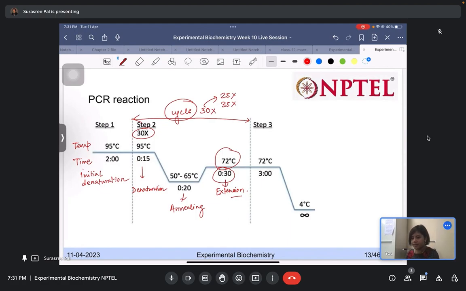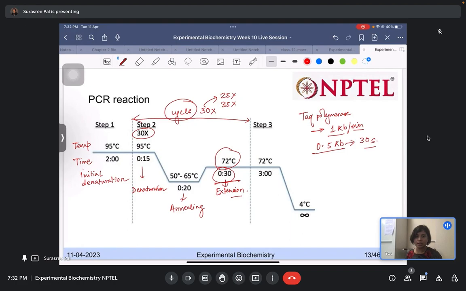So extension rate, for example, one particular Taq polymerase has an extension rate of 1 kb per minute. 1 kb per minute means that in 1 minute it can amplify 1 kilobase of nucleotide sequence, right? So suppose our DNA is 0.5 kilobases in length. The DNA that we want to amplify is 0.5 kilobases in length. Then we will provide 30 seconds for this extension to happen.